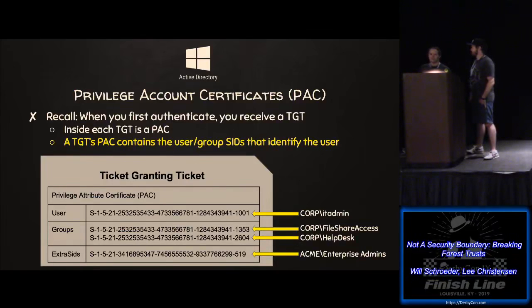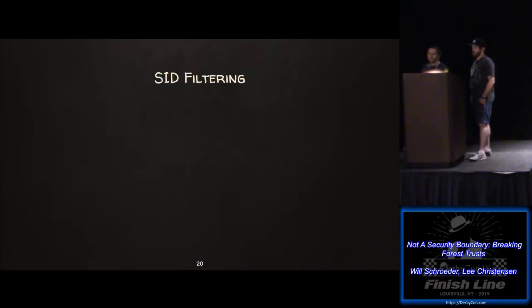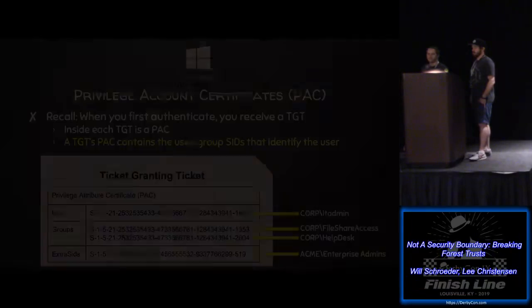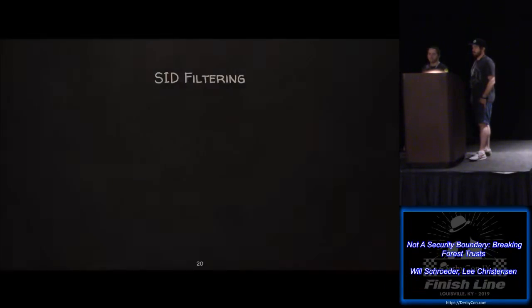And then maybe the extra SIDs. If we're authenticating to any remote domains, this is potentially going to be in the extra SIDs. It's also used in SID history. So the idea here is that this is how we are identified within Active Directory using Kerberos. This identifies us and our privileges as a user.